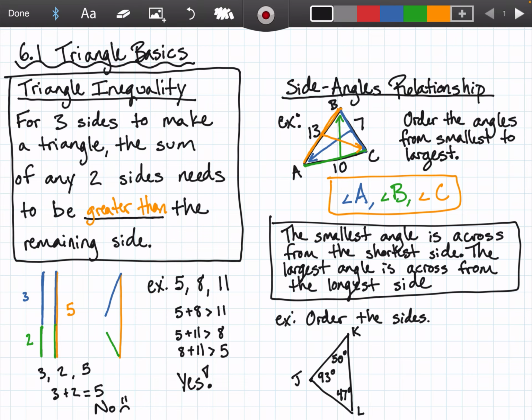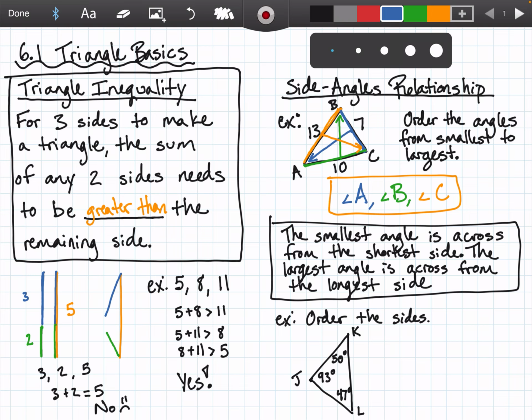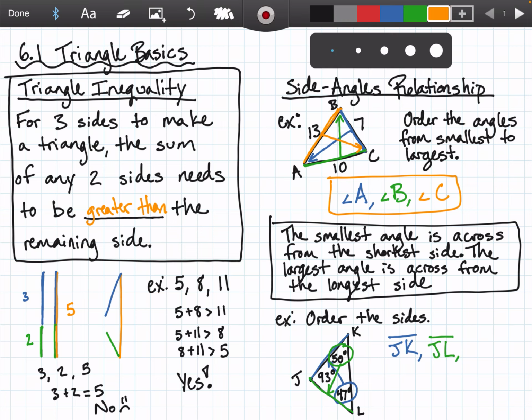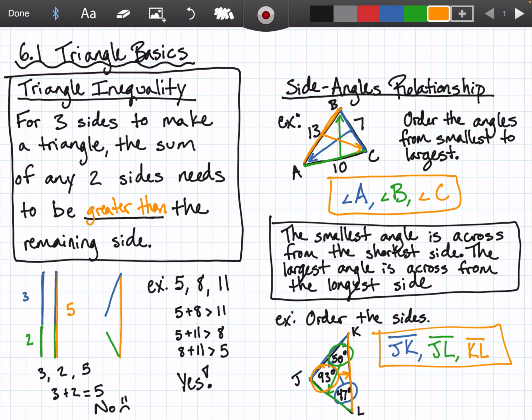Well, we're going to keep it smallest to largest. My smallest angle is angle L, which means the side that it goes with is JK. Side JK. My next smallest angle is 50 degrees, angle K, so that's going to go with side length JL. And then my biggest angle is 93, which is across from side KL. And there we go.